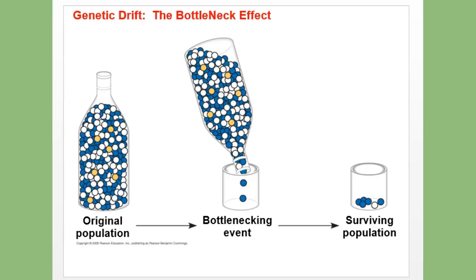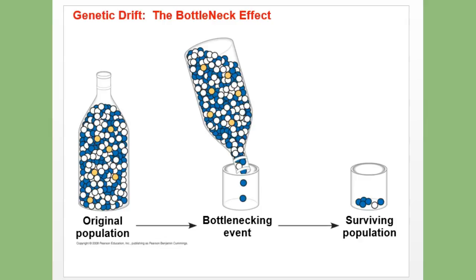Here's an example of that bottleneck effect. You can see this on page 477. We're using a bottle and some marbles to exemplify this. Shaking just a few marbles through the narrow neck of a bottle is analogous to a drastic reduction in the size of a population. By chance, the blue marbles are overrepresented in the surviving population, and the gold marbles are absent.